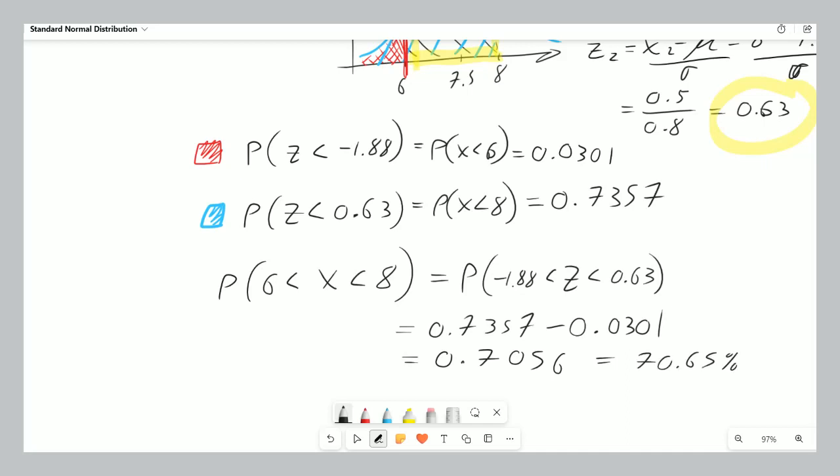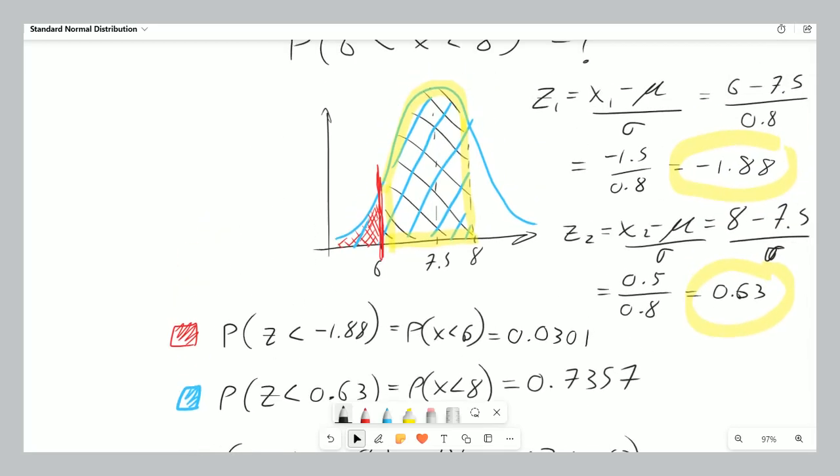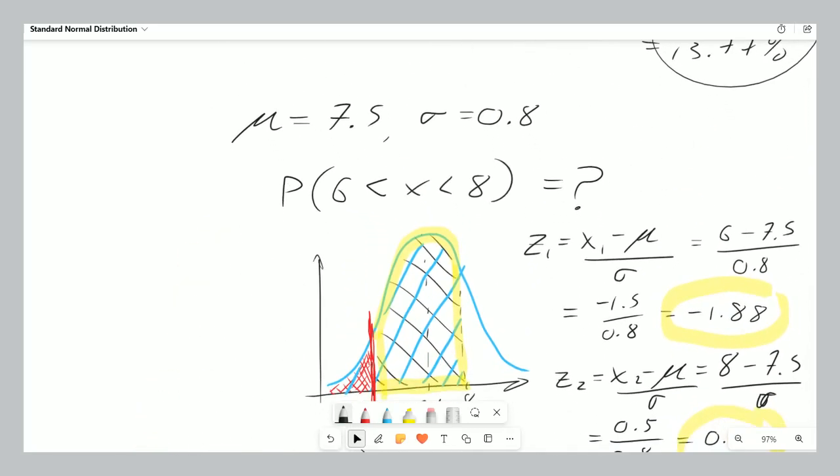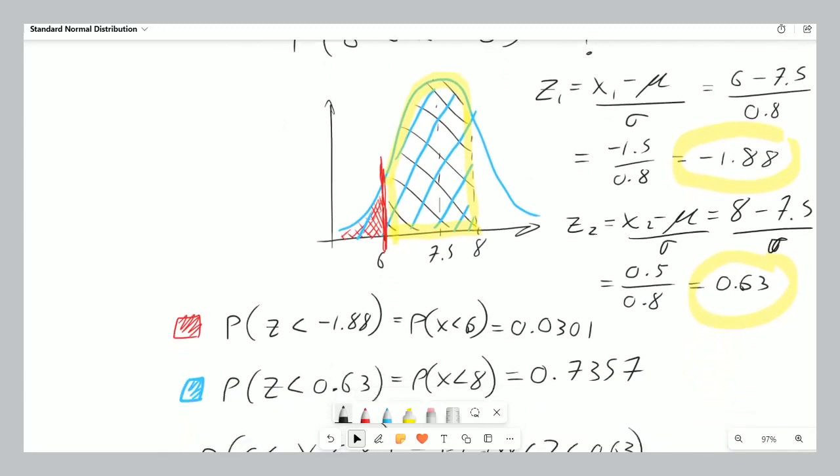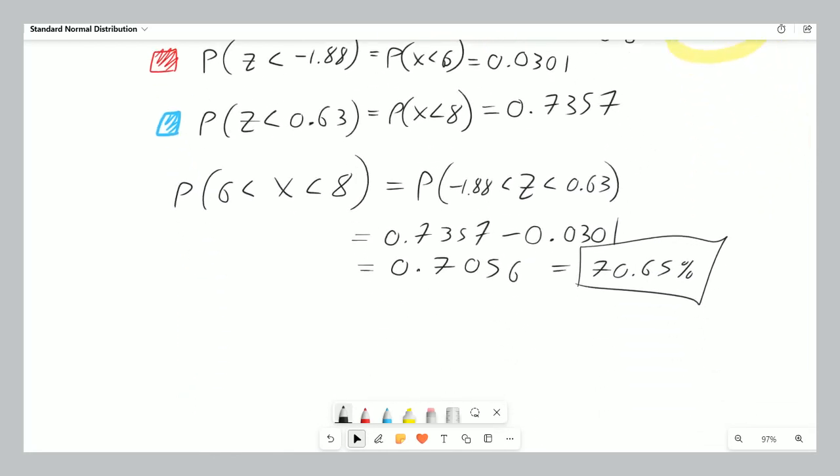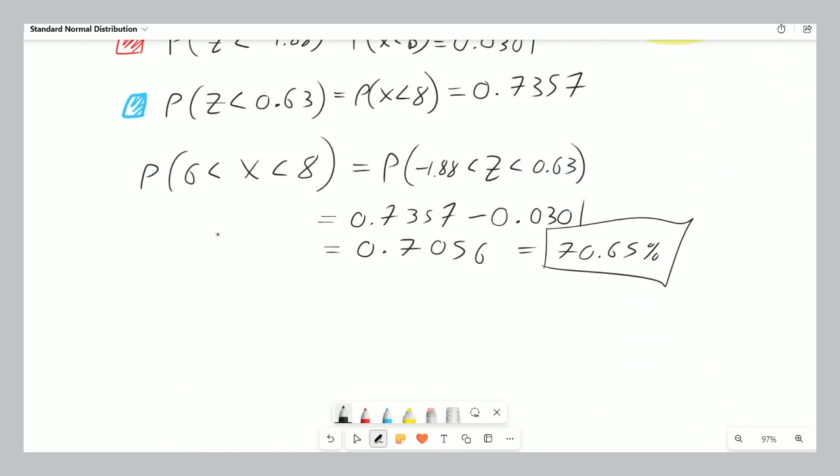70.56%. So, if you've got a study that shows that the mean value for hours of sleep for some group is 7.5 and the standard deviation is 0.8, and you assume that this random variable follows a normal distribution, you can conclude that 70.56% of the population you're interested in gets between 6 and 8 hours of sleep. And that's how you calculate probabilities using the normal distribution.